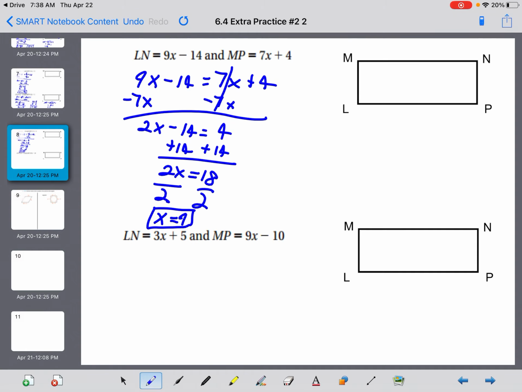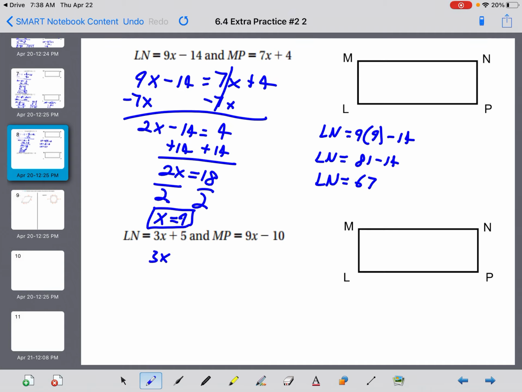Take that 9, plug it in, maybe for ln. Why not? ln equals 9 times 9 minus 14. Well, 9 times 9 is 81, minus 14 is 67. So ln equals 67.